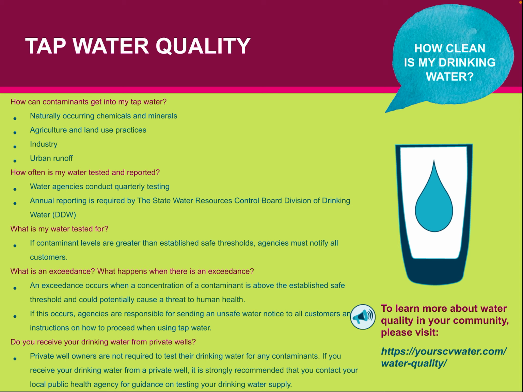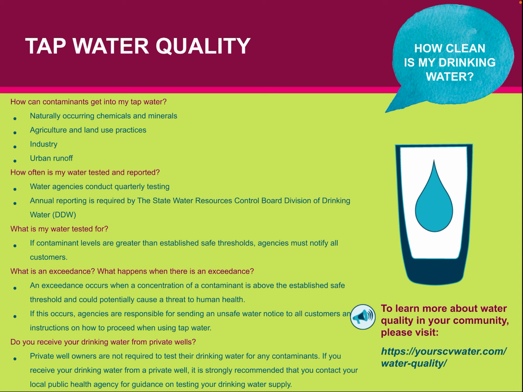Now, given all this information about the water we use and the information I had discussed about the price discrepancy between tap water and bottled water usage, the concern about tap water quality becomes a big issue. You're wondering, how clean is my drinking water? Now, let's discuss. How can contaminants get into my tap water? This could be naturally occurring chemicals and minerals, as well as agriculture and land use practices, which include pesticides, herbicides, other such sort of things. Industry, like factories or buildings, as well as urban runoff, which we discussed is either pollutants from cars, pesticides, litter, garbage, other sorts of things.